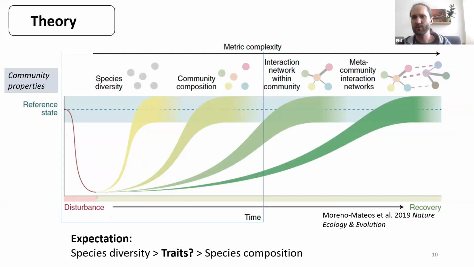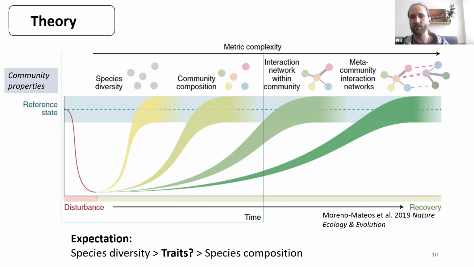Now, let's talk a little bit about the theory. What would we expect? What's happening during recovery? There's this nice paper by Moreno-Mateos et al. that summarized what we would expect. It's highly dependent on the community property that we look at, how fast we would expect recovery. For instance, we would expect that species diversity would recover faster than species composition, followed by interaction networks and so on. So this is a nice framework that I actually wanted to test with my real data.